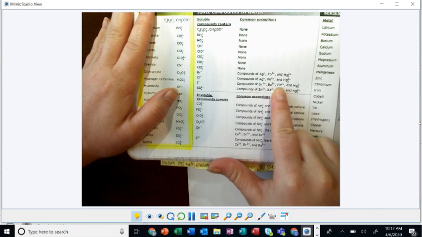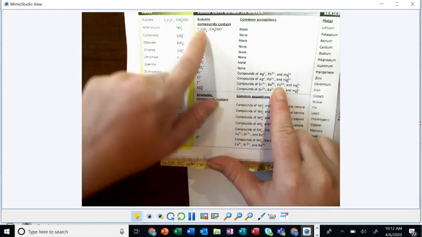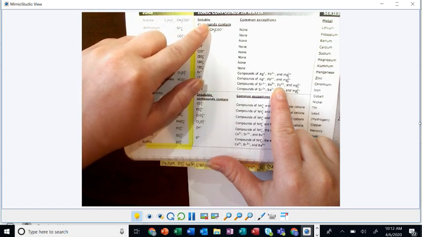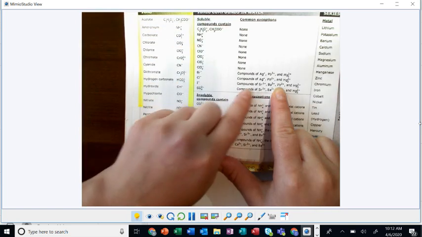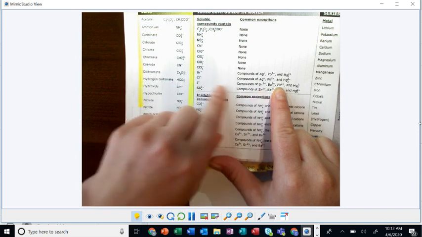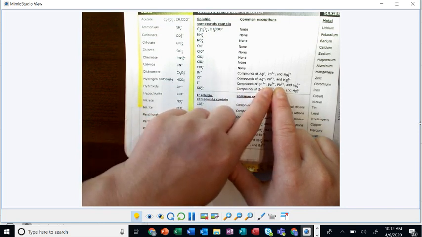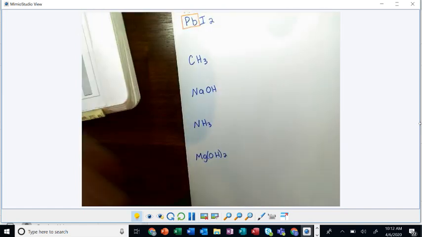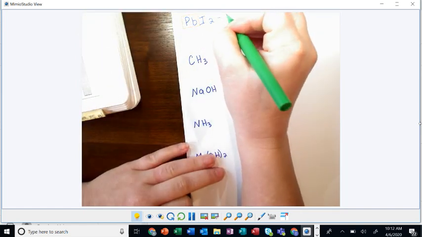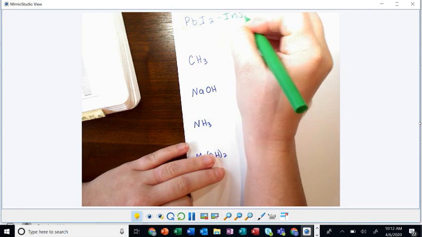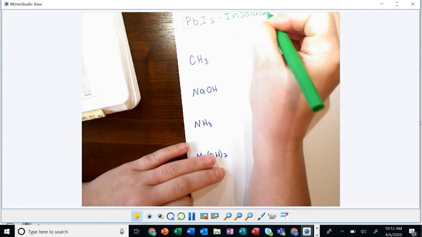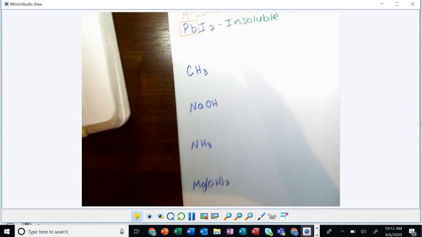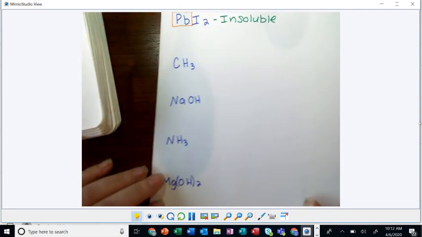And I do. So this first group right here, these ions are considered soluble unless they are paired with something to the right over here. So since Pb is over here, that means it is insoluble. All right. I'm going to zoom in a little bit closer, see if that helps us a little bit.